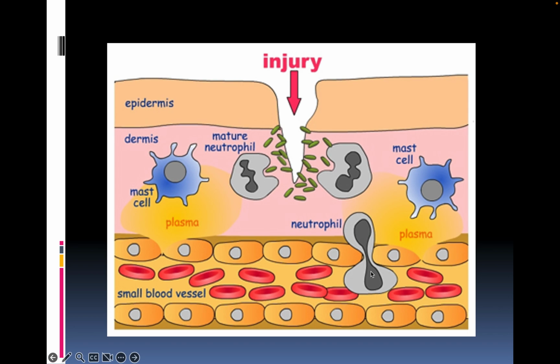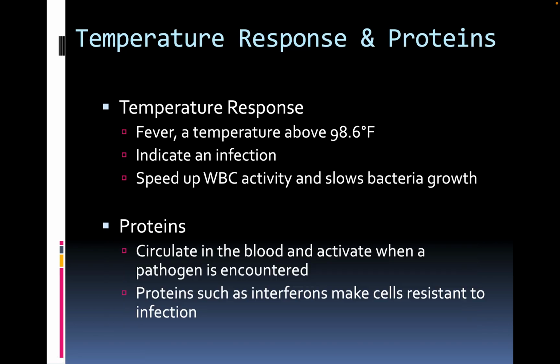You've got neutrophils squeezing out, so they're in the bloodstream. They squeeze through these little capillary walls. They get into the tissue and just start engulfing everything. And that's the inflammatory response. Obviously, we're missing the macrophages here and the natural killer cells in this particular picture, but that just gives you an idea of what happens.